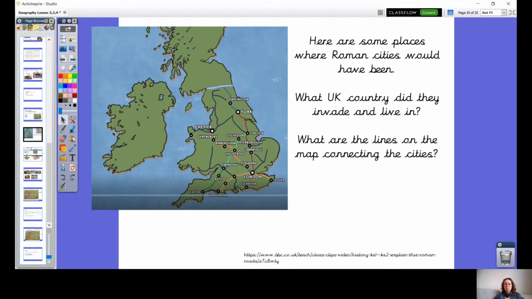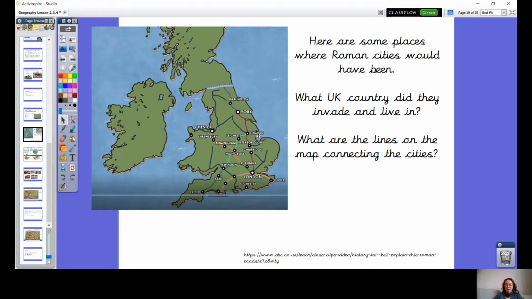Let's have a look at the map of the UK. So these black points show us where those Roman settlements were. What countries of the UK did they invade and live in? Pause the video to have a think.